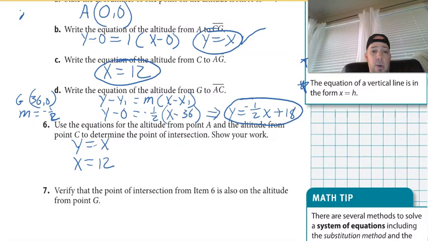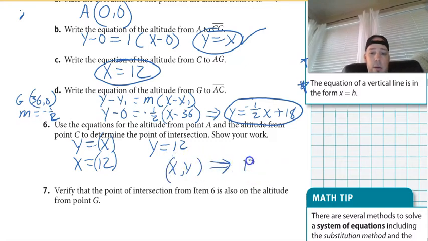Okay, so the 2 equations are y equals x and x equals 12. This is going to be a real easy substitution. If x equals 12, you just plug it in. So y equals 12. And your solution set is x equals 12 and y equals 12. So the point of intersection of those 2 lines is going to be at (12, 12), exactly what we got.